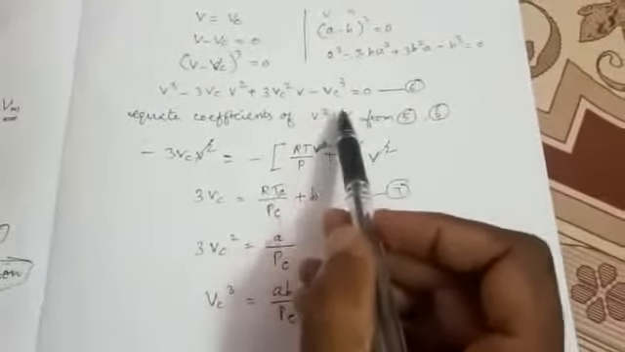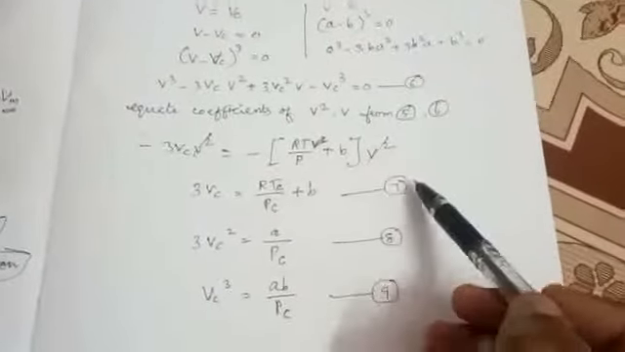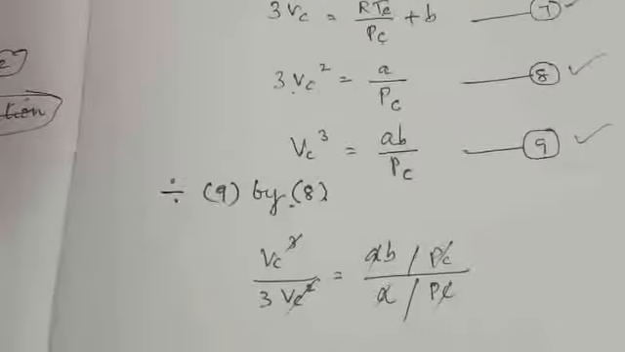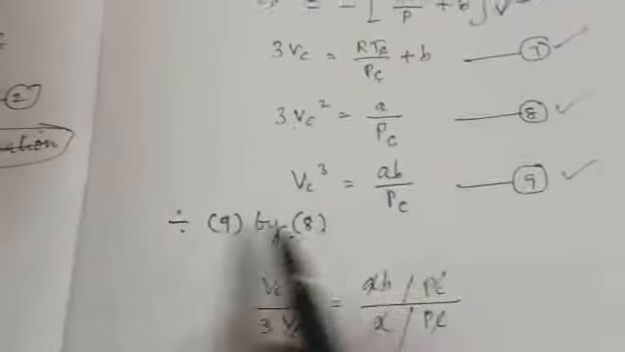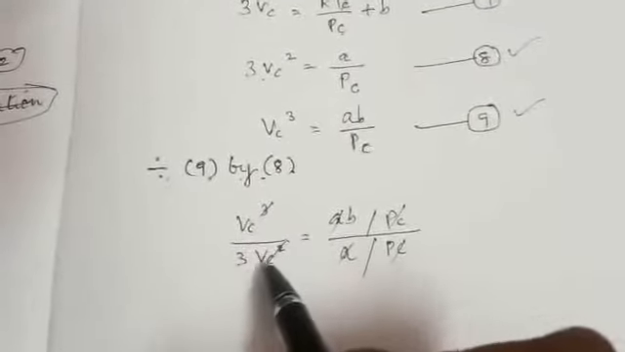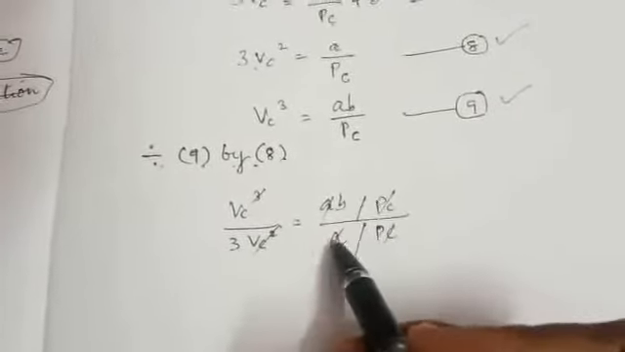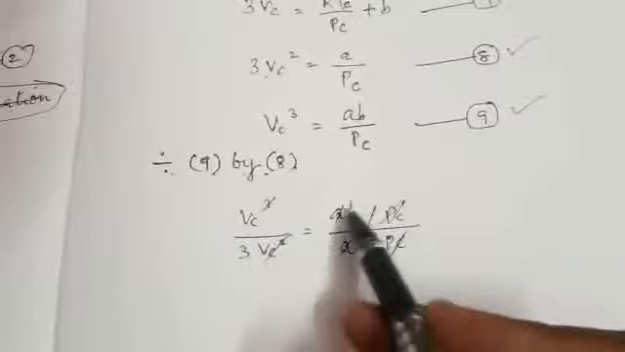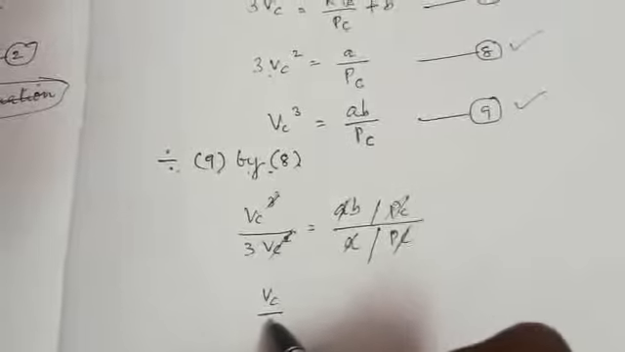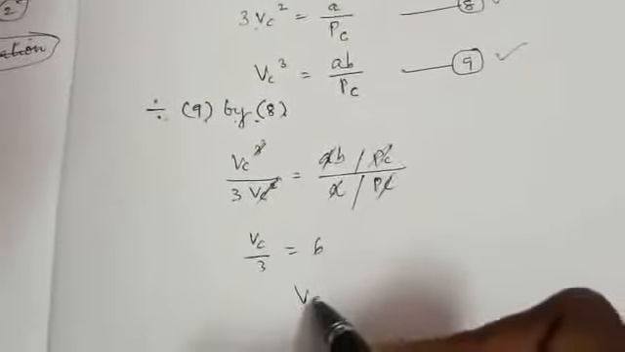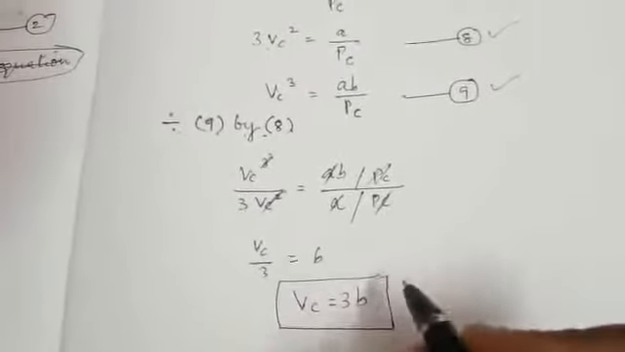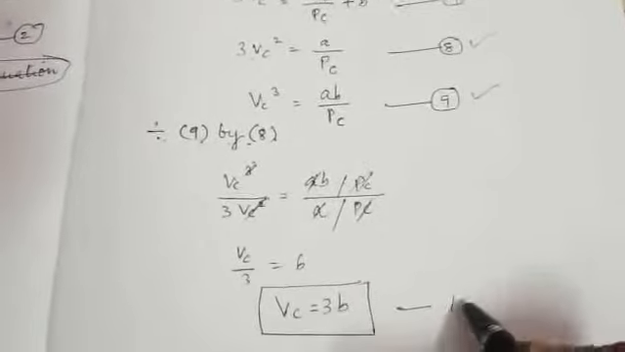Equate coefficient of V from 5th and 6th. So 7th equation, 8th equation, 9th equation we will get from 5th and 6th. Equation 9 divided by 8. Equation number 9, Vc cube divided by 3Vc squared, AB divided by Pc, A divided by Pc. Pc cancel, A cancel, Vc cube, Vc squared cancel, remaining Vc by 3 equal to B. So Vc equal to 3B. Critical constant equation, critical volume will be obtained. Equation number 10.